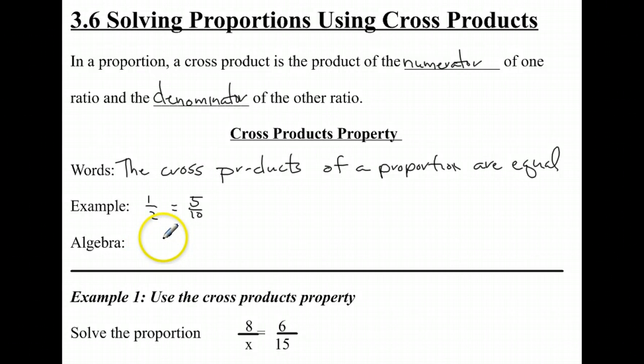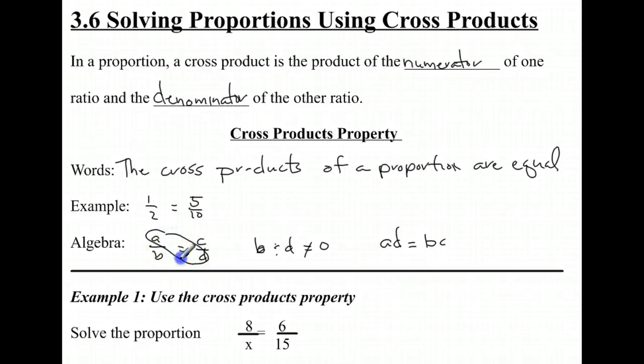Algebraically, if I gave you an example just using variables, a over b is equal to c over d. So b and d could not equal 0. If they were 0, then that would be undefined. If that's the case, then I can multiply AD, and that would be equal to BC. I know last year a lot of you circled your cross products. I'm going to pick a highlighter, if I can find it up here. I can't, so we'll just circle AD and BC.